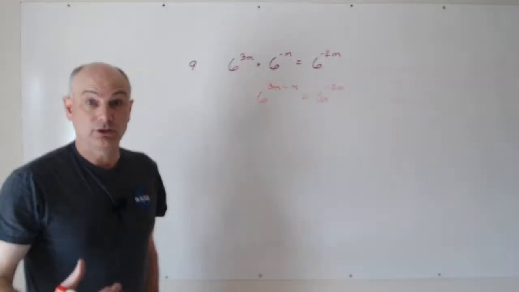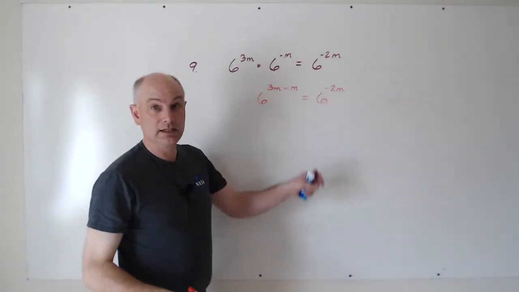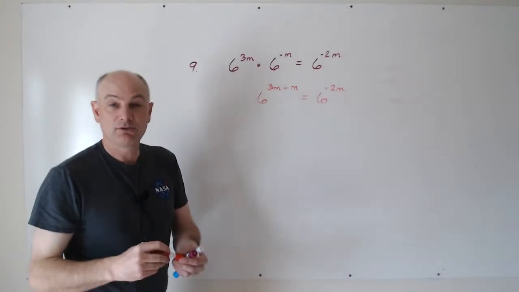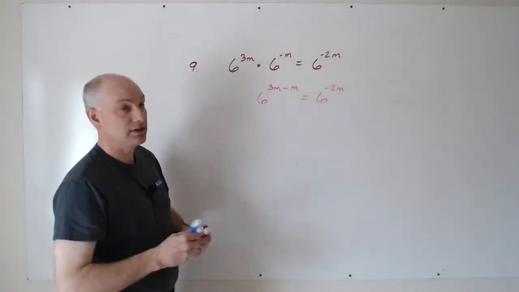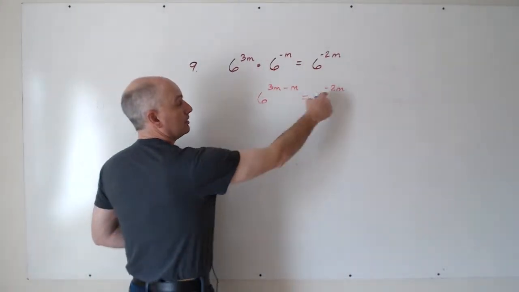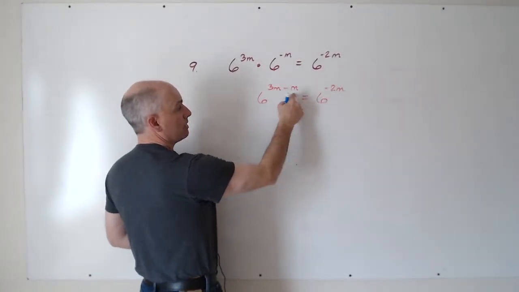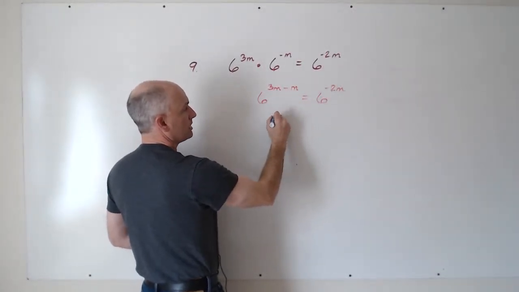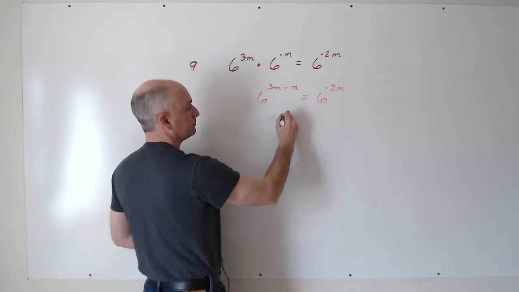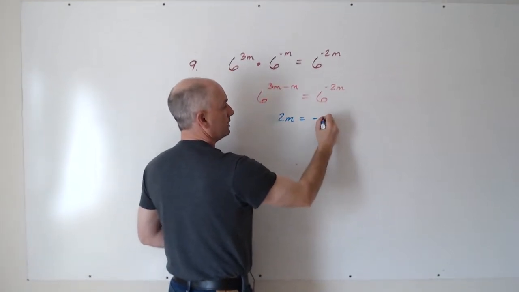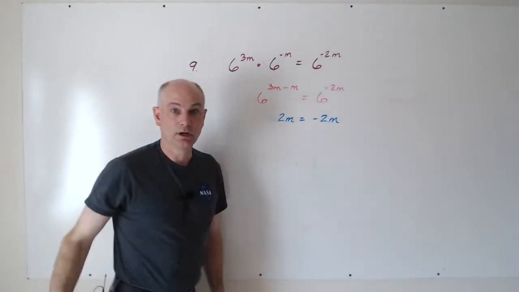So when I do that, I've got to get down to a single base on each side that matches. Then from there, I can set my exponents equal to each other. So I'm going to do a little math here. This would say that 2m is equal to negative 2m.